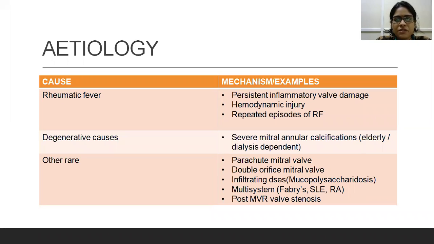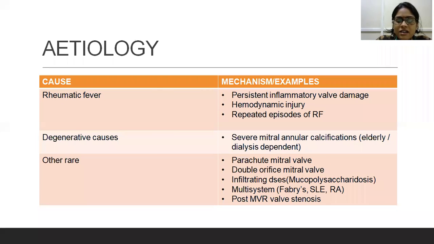So in rheumatic fever, because of the pathophysiology, you have a persistent inflammation going on within the valves, okay, due to which there is valve damage. There is also hemodynamic injury, because there is a gushing flow of blood. When you have a stenotic valve especially, your blood will try to flow through with increased force, as a result of which there may also be valvular injury.